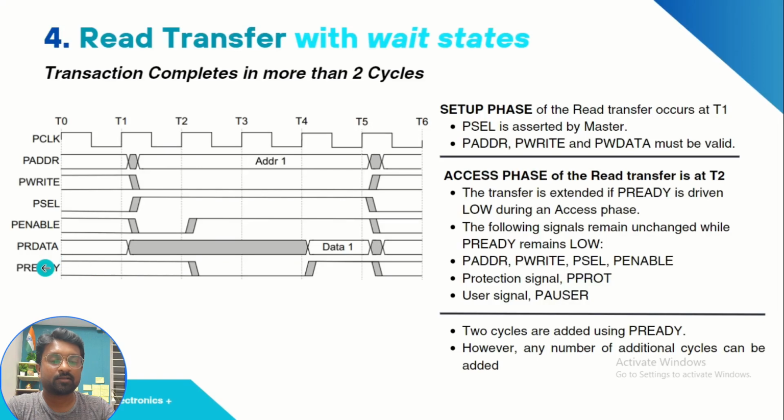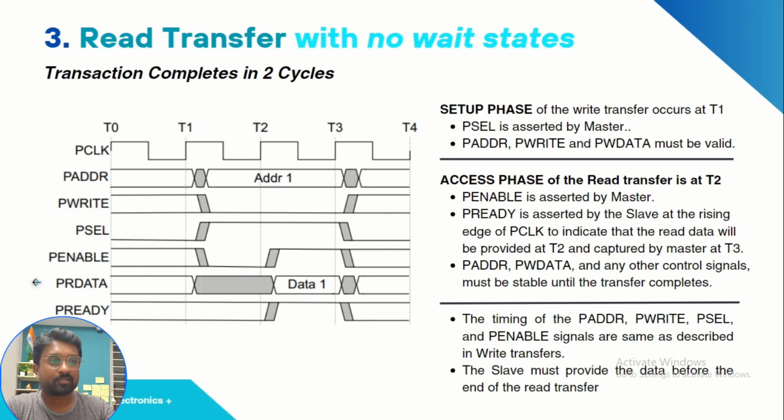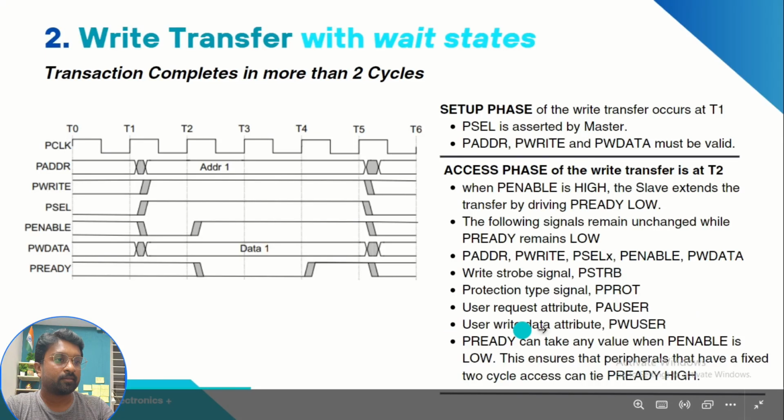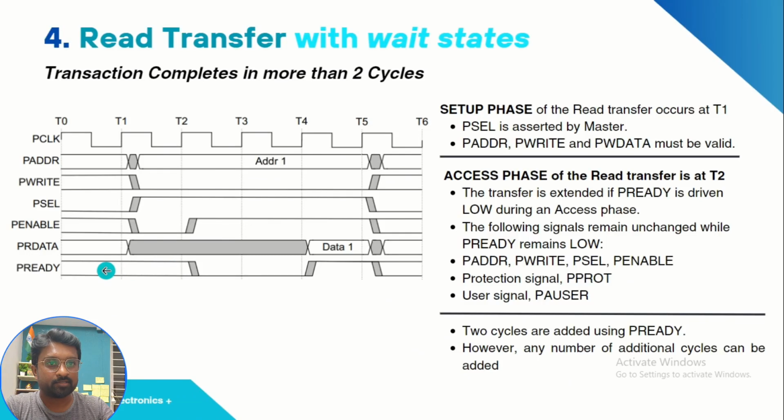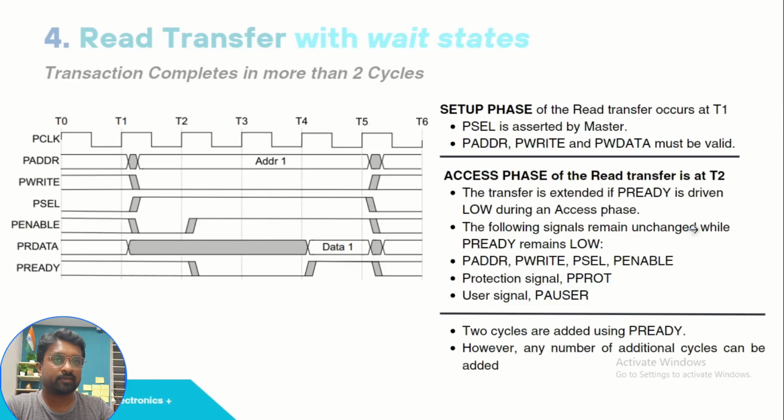That is what I said in the previous explanation: when PENABLE is low, PREADY can take any value. PREADY can be 1 like this. You can see over here, PREADY is 1 when PENABLE is 0. In this case, even if PREADY is 1, we can't get the data, right? This is about read transfer with wait states.